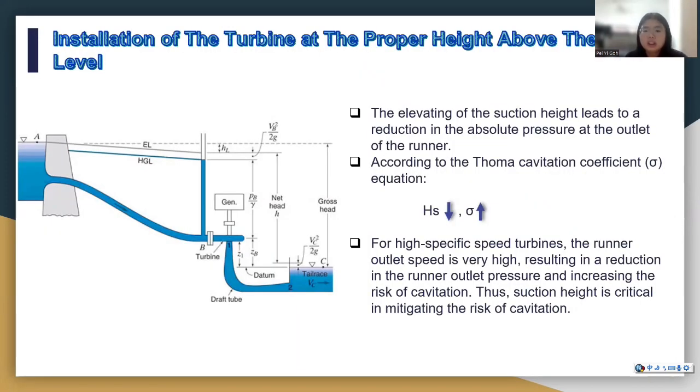Next, to reduce cavitation and overcome change in turbine performance characteristics, it is also crucial to set the turbine at an appropriate height above the water level when installing it. The elevating of the suction head leads to a reduction in the absolute pressure at the outlet of the runner. Due to reduced water level, this becomes even more important during part load operation.